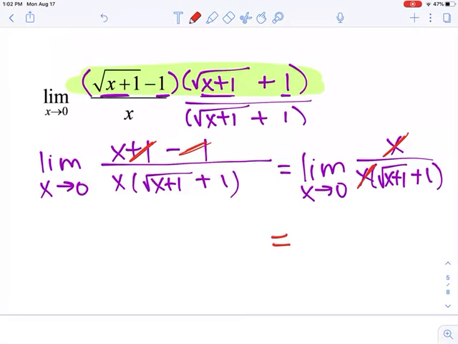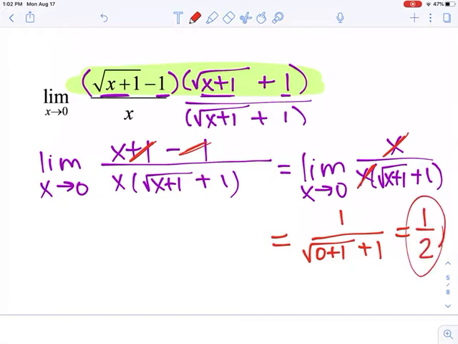Now we can finally use direct substitution. Since we canceled out in our numerator, we're going to call it 1, and in our denominator, we're going to plug 0 in for x. So what we get is 1/2.